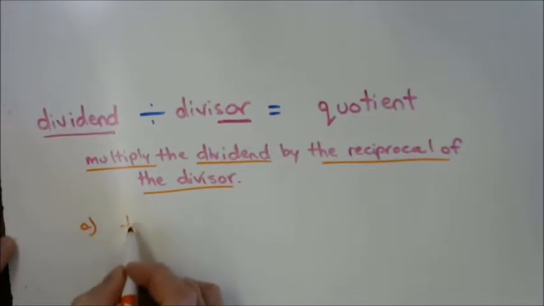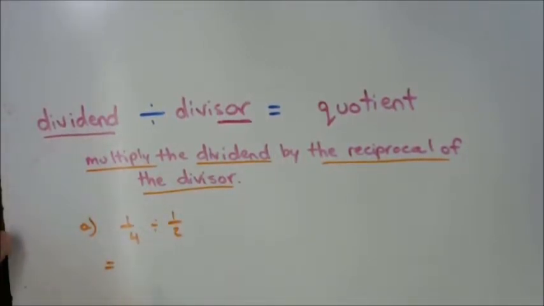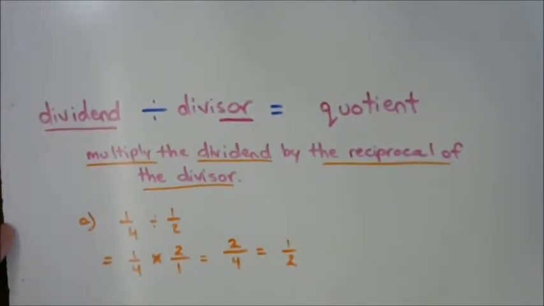So in A, your example there is 1/4 divided by 1/2. We are going to leave the dividend the same, and we're going to take the reciprocal of the divisor. What is the reciprocal of 1 over 2? 2 over 1. And now multiplying, how do we multiply rational numbers? We take top times top and bottom times bottom. So we just have 2 over 4, which reduces to 1/2.